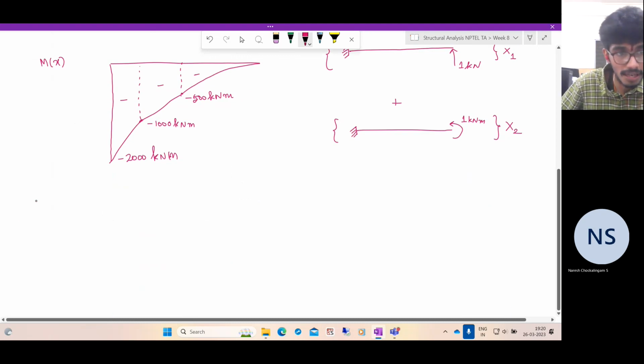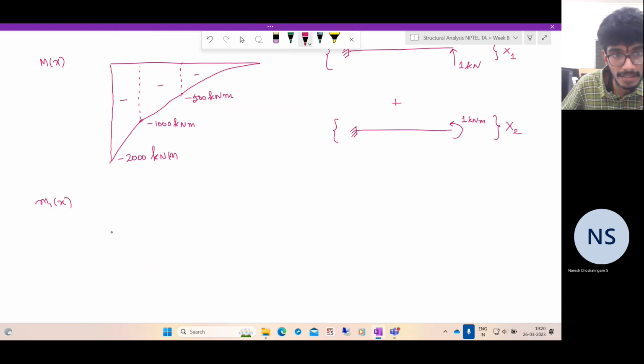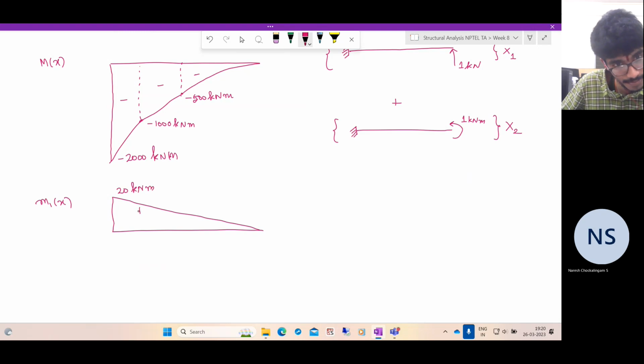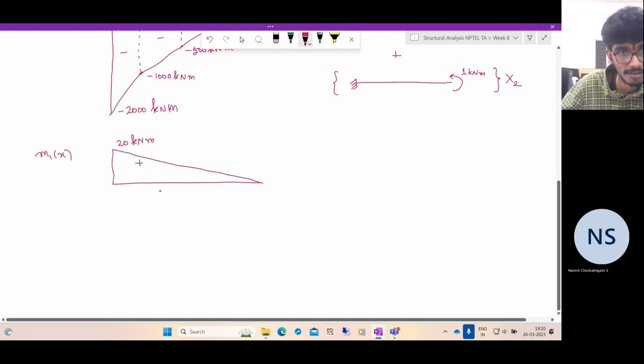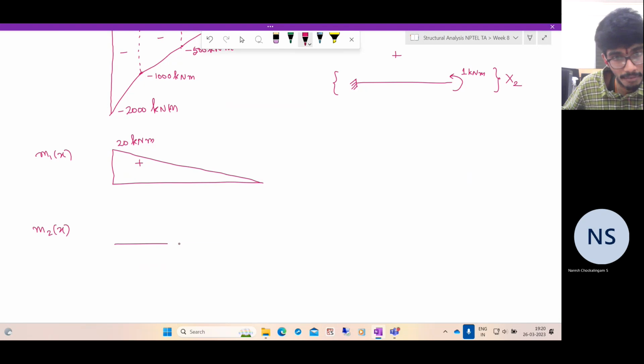Now let us consider the virtual bending moment diagrams. Because of a unit load applied in the upward direction at the tip of the cantilever, we know it is just linear. What is the value? The length of the beam is 20 meters. So 1 kilonewton applied at 20 meters is 20 kilonewtons. Positive. And then what is the virtual bending moment diagram due to the applied moment? It is under pure bending, so it is.